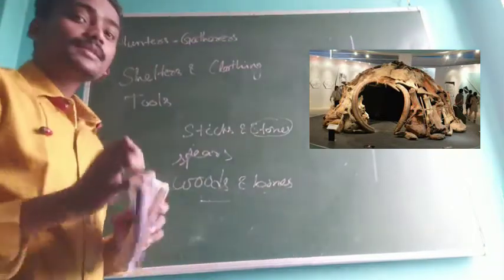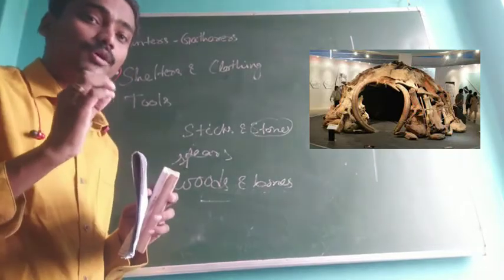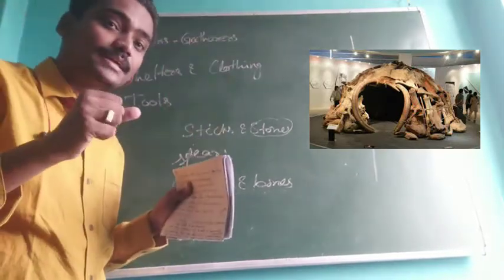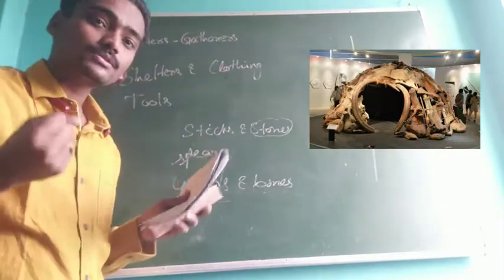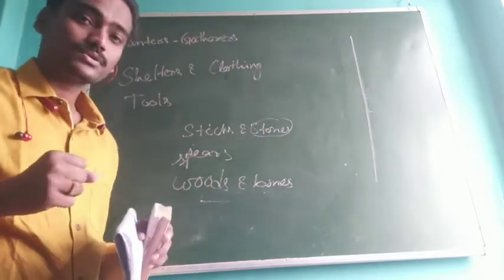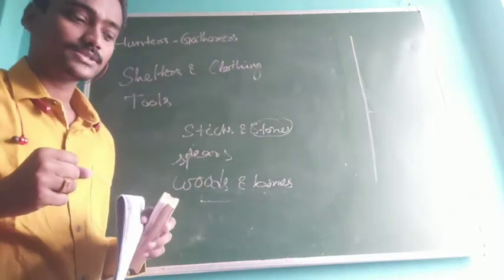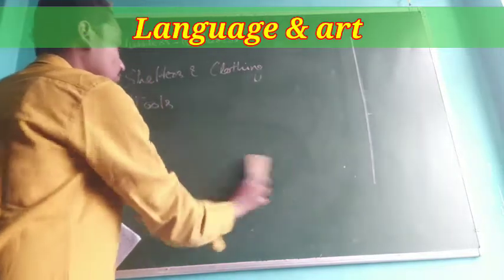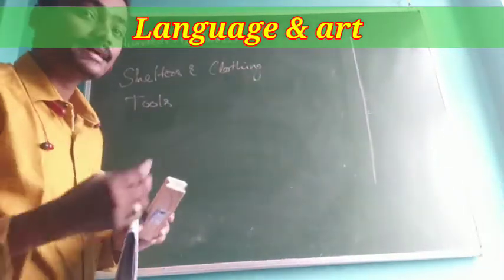You can see the animal bone, like elephant. There are large and thick bones. They made many tools out of bones and wood also. Okay, next let's proceed to our next concept, that is language and art: what they spoke and what culture, the art they performed.